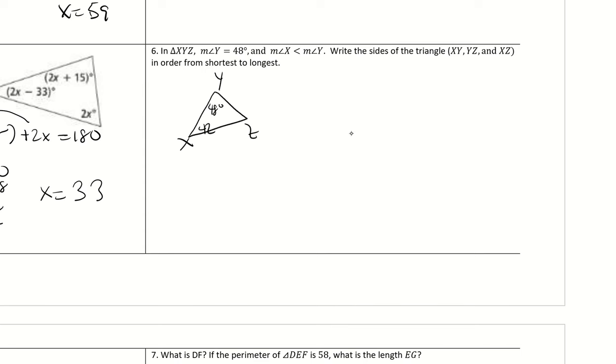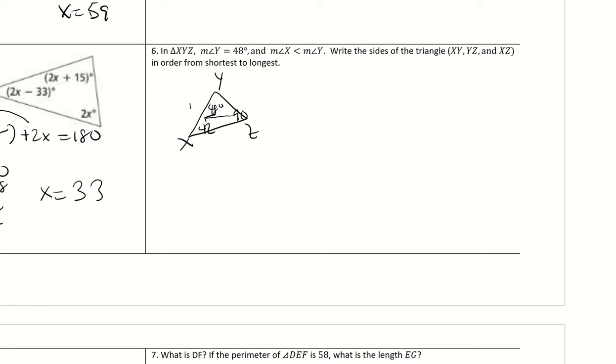If we add those, that gives you 90, and so this has to be 90 over here because this adds up to 180. This just gives you an idea of what the angles are. But in any case, angle X is less than angle Y, and we write the sides of the triangle from shortest to longest. Well, by the triangle inequality, we can actually list these out. The side that is opposite the largest angle is the greatest in length. So this is the greatest in length.